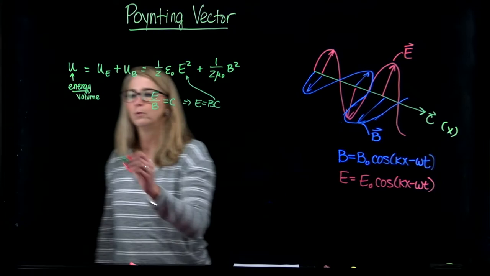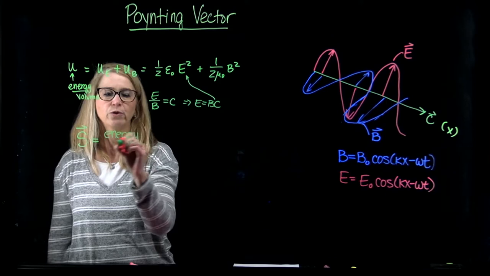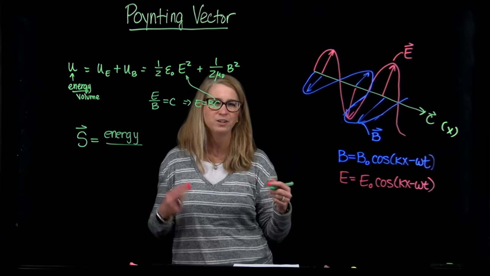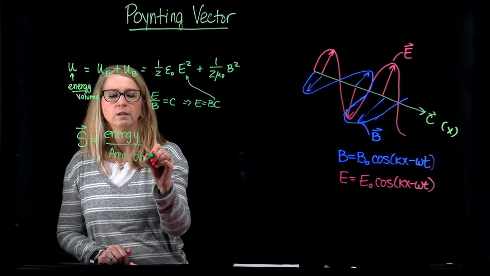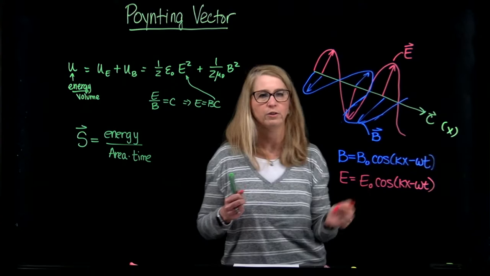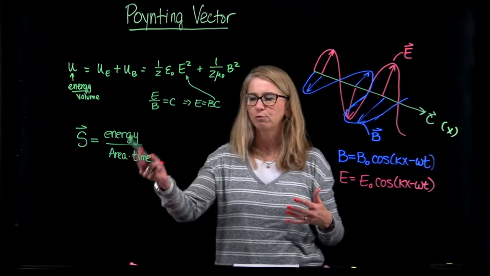Now, we come up with this vector called the Poynting vector. I like to describe it as a flux. Not as much like magnetic flux, but an electric flux, but sort of like that. The flux here we're talking about is, as this wave is traveling through space, if I imagined a plane that the wave would pass through, the Poynting vector would describe the energy that goes through that area per unit time. And so that's why it's a flux.